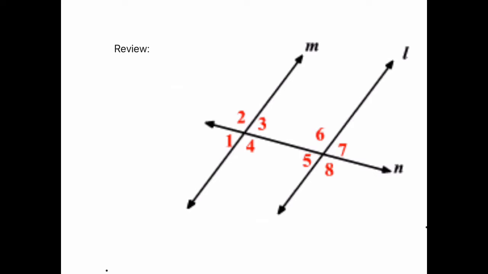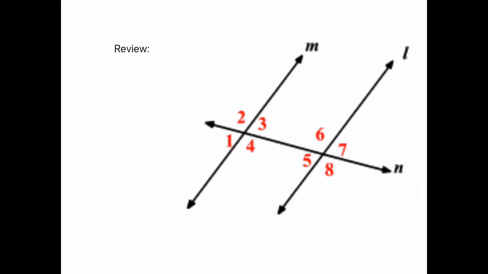So now let's do some review. Go ahead and pause to make sure you have the right answer. So what are the alternate interior angles of this photo? Pause. And here's our answer. 4 and 6 are alternate interior, 3 and 5 are alternate interior. And because they're alternate, they're also congruent.